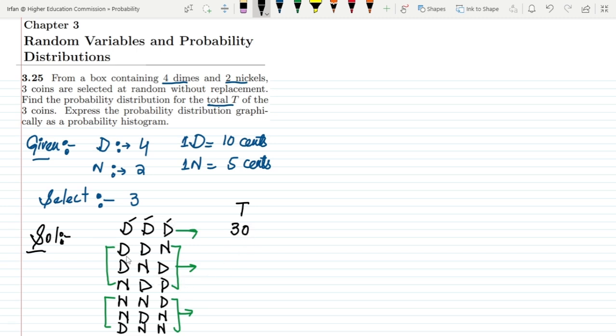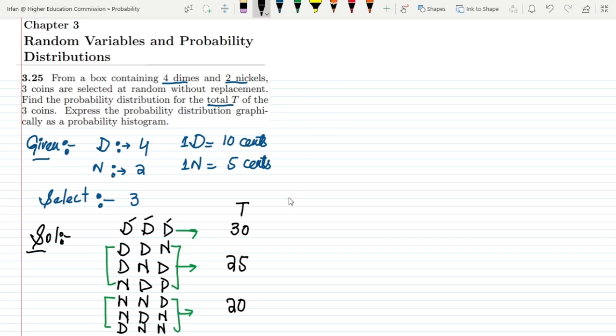For this it will be 10, 10, 5, or 10, 5, 10, or 5, 10, 10. So these 3 will give me the equal number of cents. It will be 25. And similarly for this one, here I will have 5, 5, 10, or 5, 10, 5, or 10, 5, 5, here it will be 20. So for each category, it will be the same for each number of dimes or nickels. Now what do we have to find out here? We have to express the probability distribution graphically as a probability histogram, for the probability distribution of the total T.